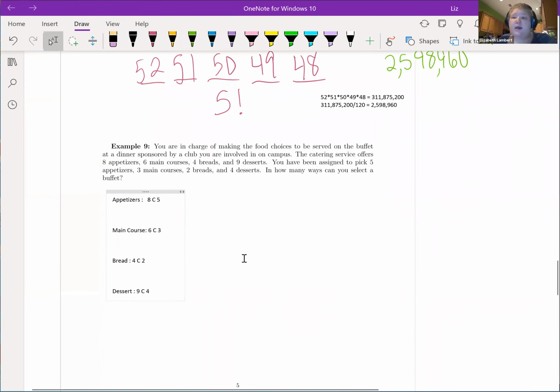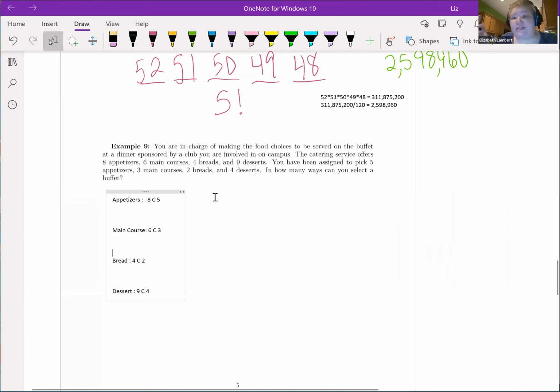So each of these are going to work out to be a number. So I'm just going to pick random numbers out of my head. So there's like 80 ways to pick the appetizer, like 80 different appetizer selections, and say 60 different main course selections, and however many bread and however many dessert. Once I know that, that's how many choices I have for the first entry, how many choices I have for the second entry. This is the multiplication principle. We're going to multiply these four numbers after we figure out each one. That's a lot of buffets.